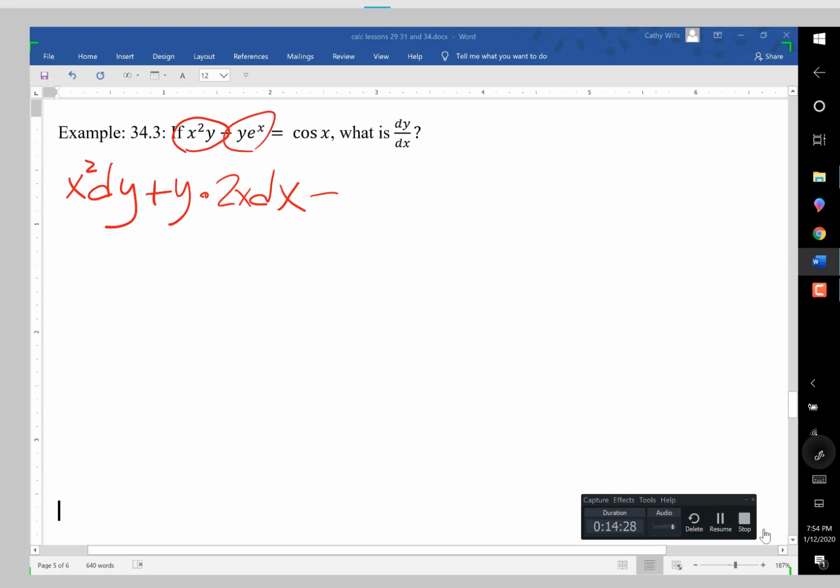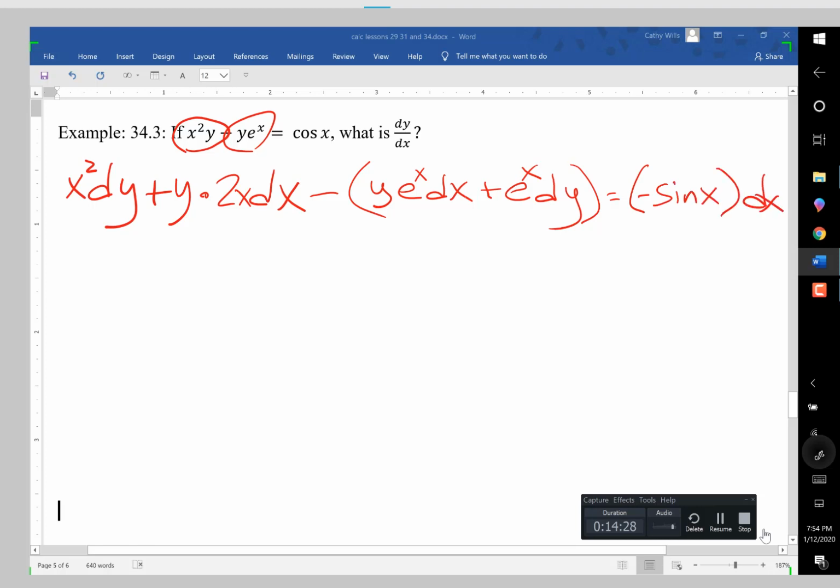All right, so that was the first term. Second one, again, it's a product, so I'm going to put it in parentheses. First thing times differential of the second thing, plus second thing times the differential of the first thing. So first thing, y, times e to the x dx, which is the differential of that, plus second thing, which is e to the x, times the differential of the first thing, and the differential of y is just dy, 1 dy. And then for cosine x, the differential of that is going to be negative sine x dx. All right, so we got all the differentials.